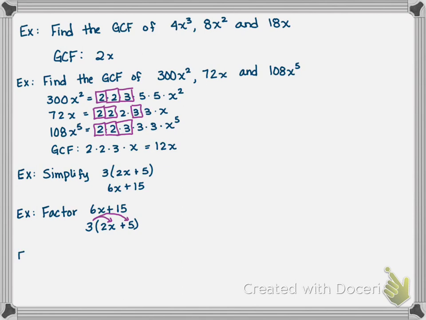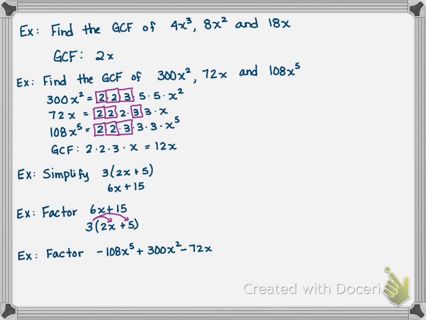So let's factor negative 108x to the 5th plus 300x squared minus 72x. We know what the GCF of these 3 terms is already because we found it up in this example here when we did the prime factorization. And so my GCF is going to be 12x.